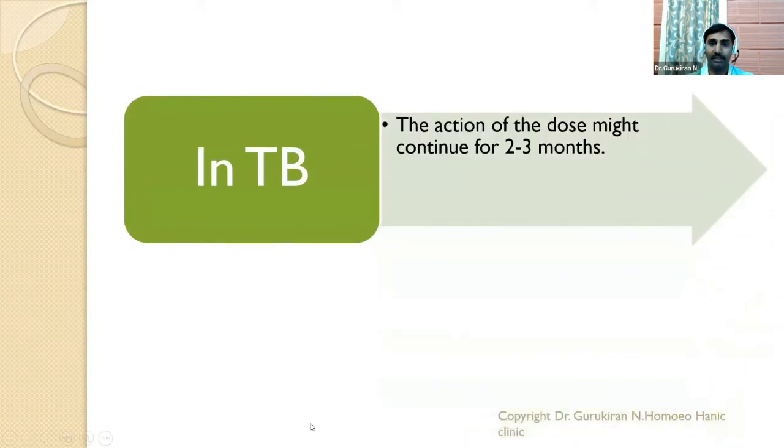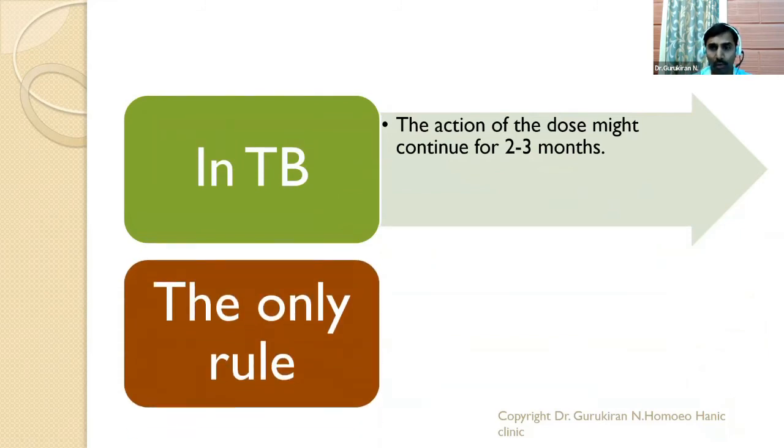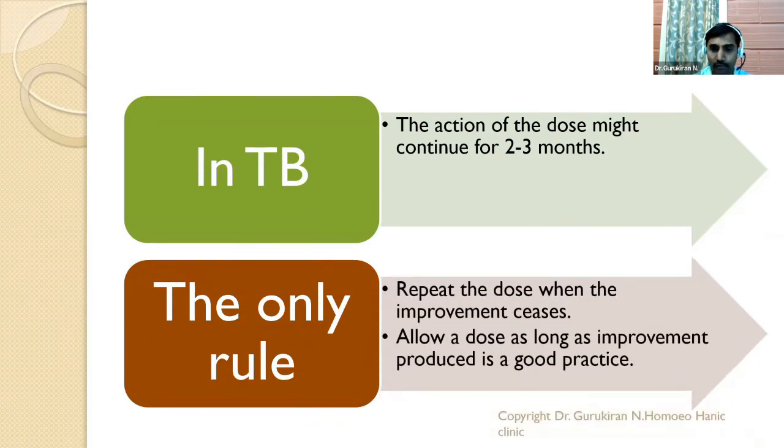In tuberculosis, the action of a single dose might continue for 2 to 3 months. We should wait and watch. If we repeat at frequent intervals, then we will spoil the case. The only rule for the dosage: repeat the dose when the improvement ceases. Where there is no improvement, no reaction, repeat the dose at that time. Allowing a dose to act as long as improvement is produced is a very good practice. When the improvement ceases, then we have to think of another dose.